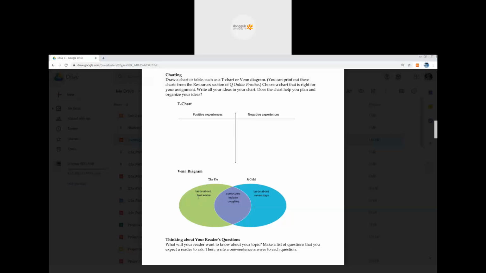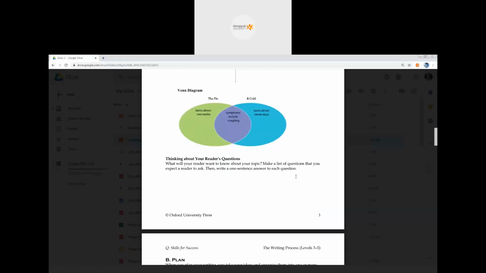The flu lasts about 2 weeks, and a cold just lasts about 7 days. And then they've got their similarity here in the middle. Symptoms include coughing for both the flu and a cold. So anyways, if you guys don't understand everything I'm talking about, no problem, just the main points are what's important, right? I hope I'm not talking too fast for you guys.